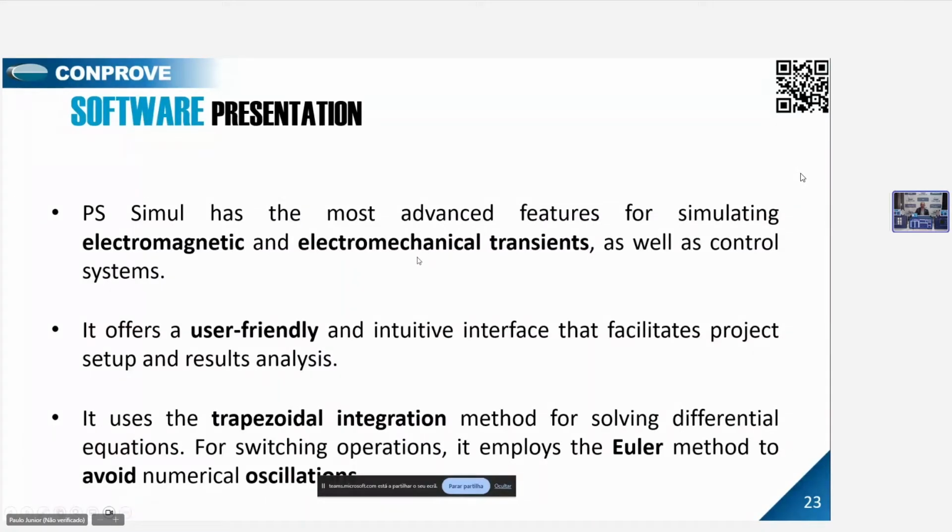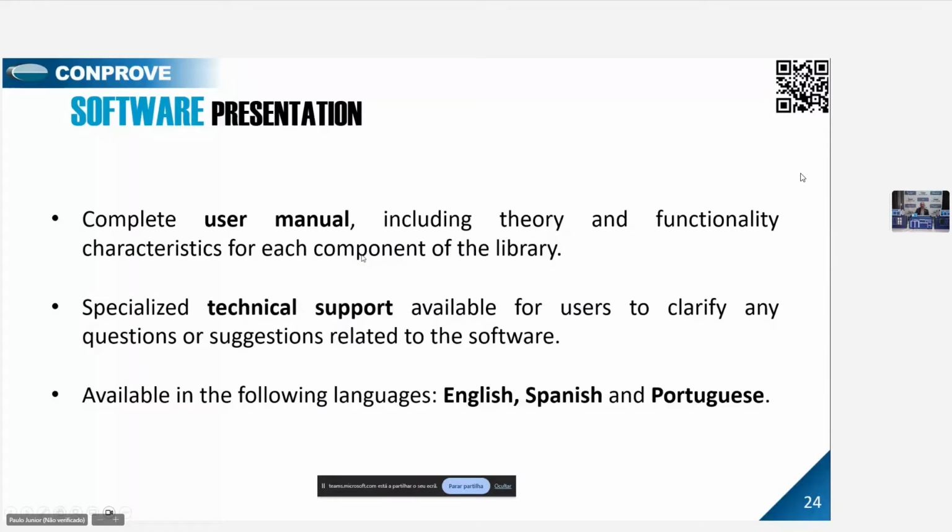We can do electromagnetic and electromechanical transient tests. We have a user-friendly interface. We use the trapezoidal integration for solving the differential equation, and we use the Euler method to avoid the numerical oscillation that can occur in the ATP software. We have a user manual with all the information. We have technical support, and the software is available in English, Spanish, and Portuguese.